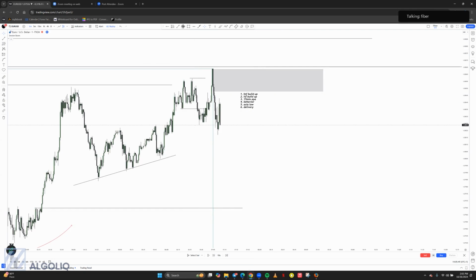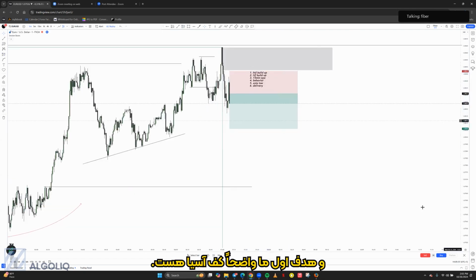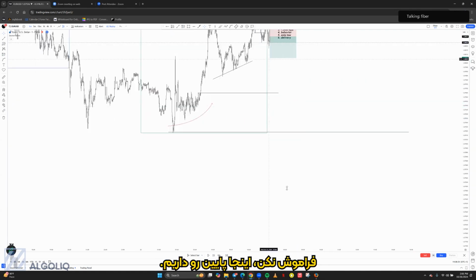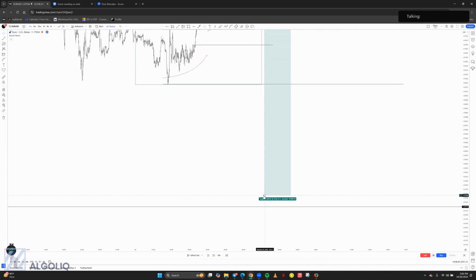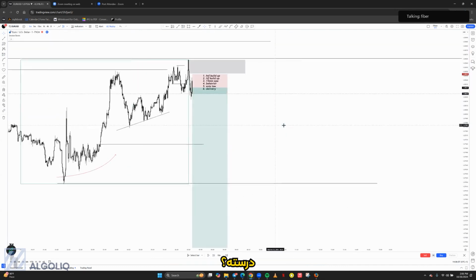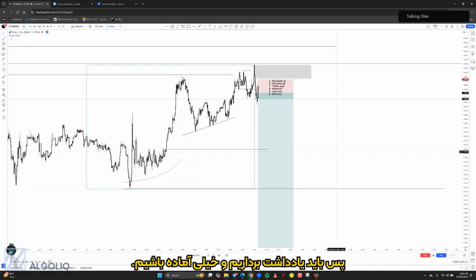Let's have this in case. And our first target is obviously Asia low. Don't forget, we have this right here down. Our first target is Asia low. But then we need to understand that the Asia low is a liquidity level. So we have to take note and be very, very prepared.